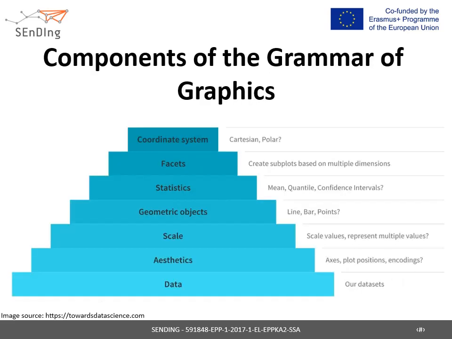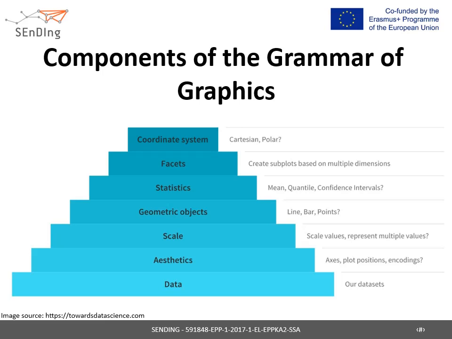To give you the whole picture, the grammar of graphics defines additional layers that allow us full flexibility in generating the graph. In the figure below you can see the complete set of layers we can specify for a ggplot graph. From bottom to top, the layers comprise data and aesthetics, which we have discussed, then scale, geometric objects, which is geometry, statistics, facets and coordinate system.